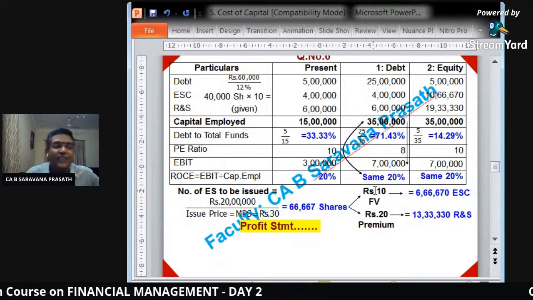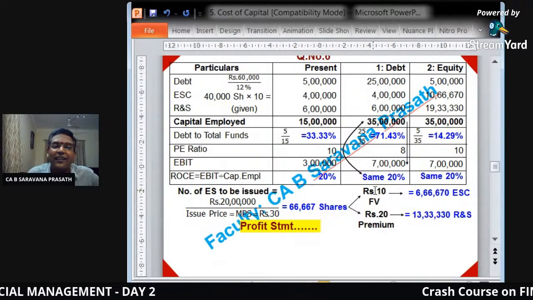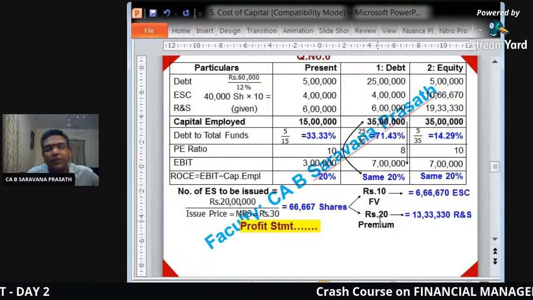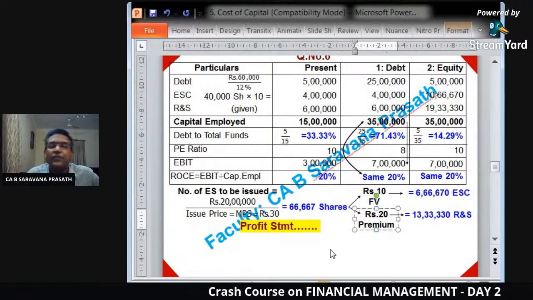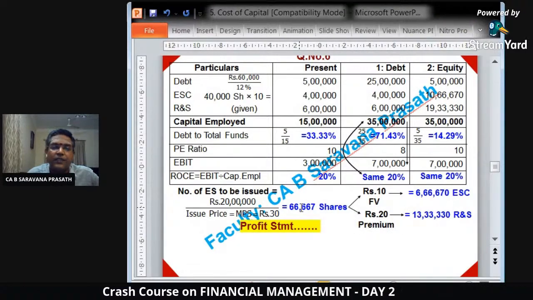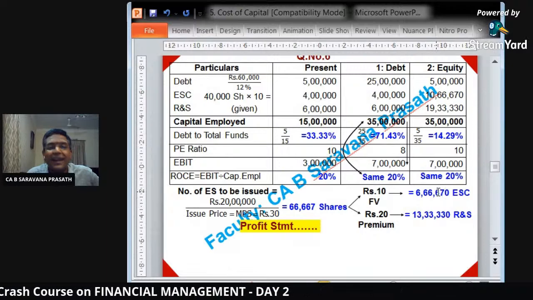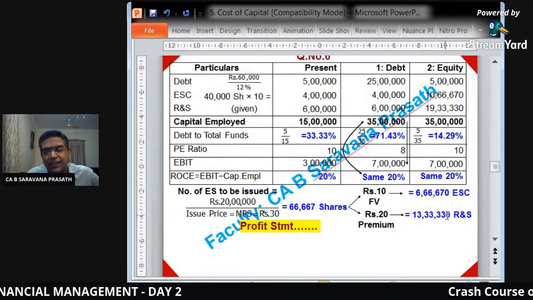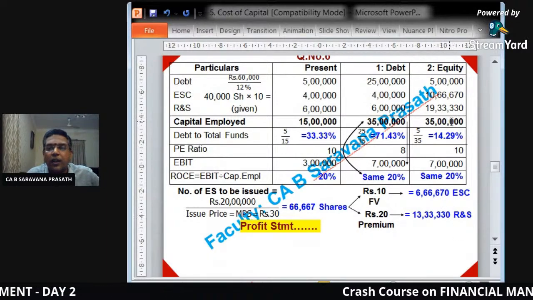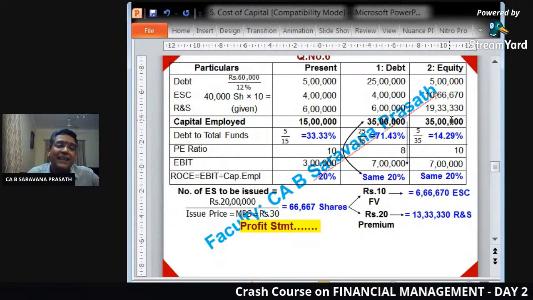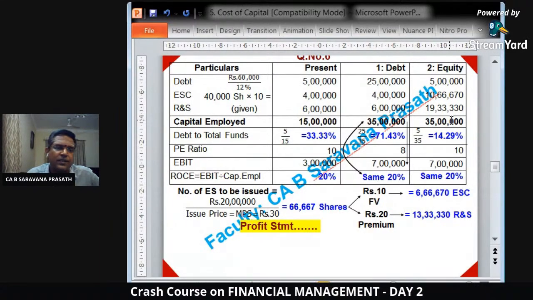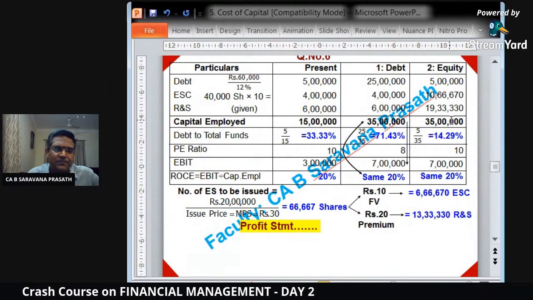Now, the question itself says face value is equivalent to 10. Therefore, securities premium is equivalent to 20. Face value is multiplied with the number of shares, and I have put the balancing figure in reserves and surplus, so that the total amount comes to 35 lakh. Balancing figure is put in reserves and surplus. There is a rounding off error.